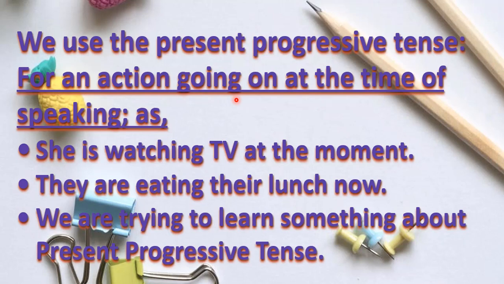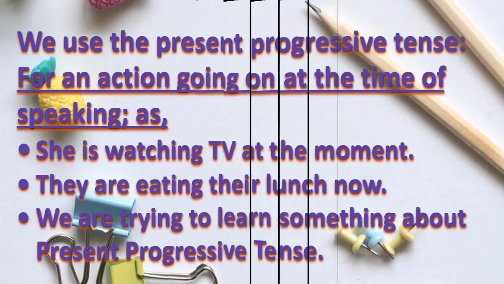So we use the present progressive tense for an action going on at the time of speaking, as in: She is watching TV at the moment. They are eating their lunch now. We are trying to learn something about present progressive tense.